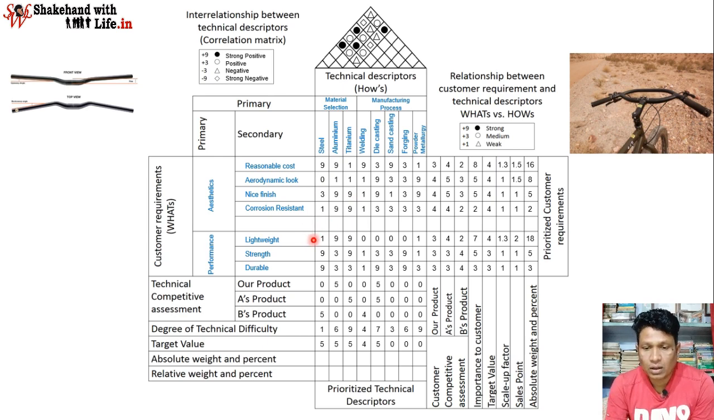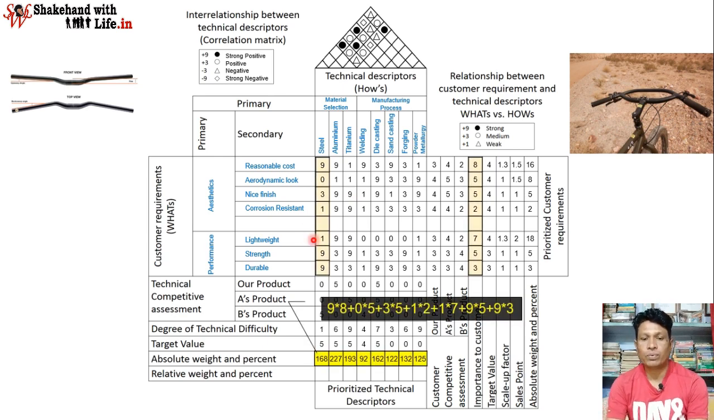Okay, now to calculate the absolute weight for steel. This is the column for steel, the relationship with numerals for each customer requirement, and this is the importance to customer score for each customer requirement. How important each requirement is to the customer. Now we calculate the absolute weight for steel.